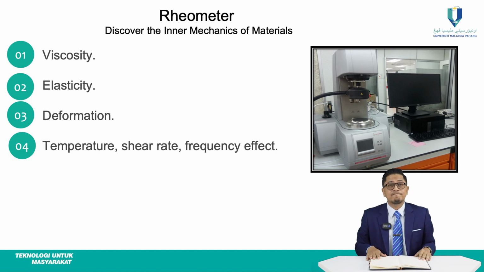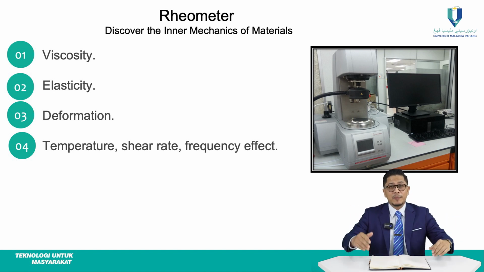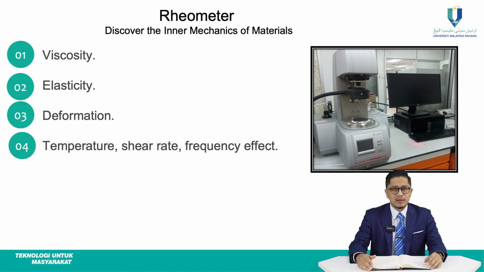In conclusion, understanding the properties of materials is critical in material science, and the instruments discussed today are essential for the characterization of these properties. By using these instruments, we can study and analyze materials at micro and macro level and design new materials with specific properties for various applications.